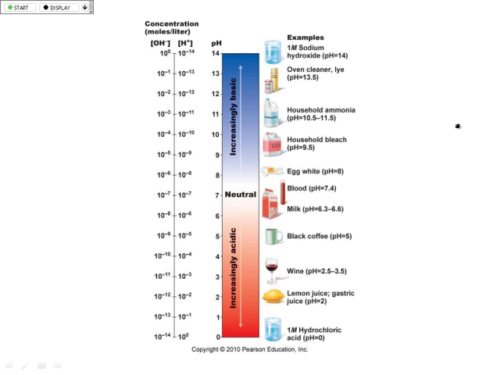10 to the negative 5. Is that bigger or smaller than 10 to the negative 7? It's bigger! Because it's closer to what? 0. This is negative exponential notation.